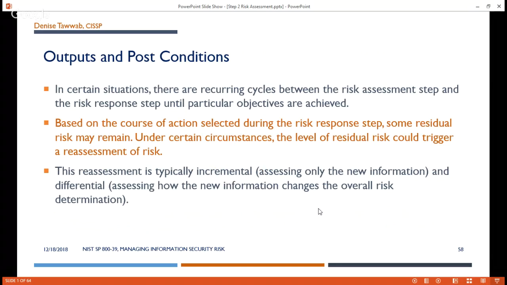In certain situations, there are recurring cycles between the risk assessment step and the risk response step until particular objectives are achieved. Based on the course of action selected during the risk response step, some residual risk may remain. Under certain circumstances, the level of residual risk could trigger a reassessment of risk. This reassessment is typically incremental, assessing only the newer information. And remember, we have incremental risk assessments and differential risk assessments. The reassessment is typically incremental, assessing only the new information, and differential, assessing how the new information changes the overall risk determination.